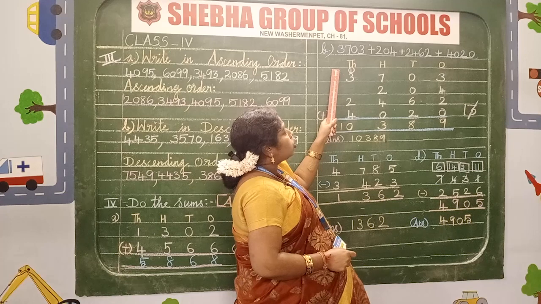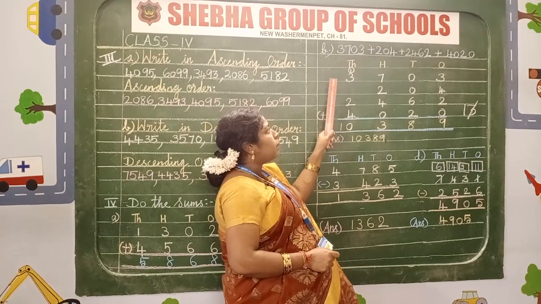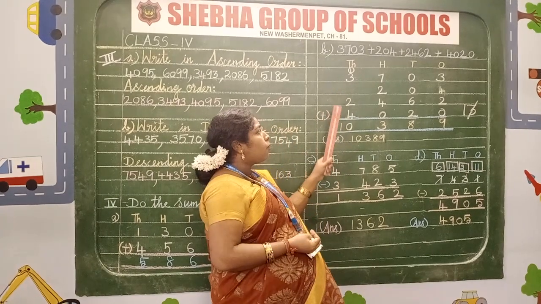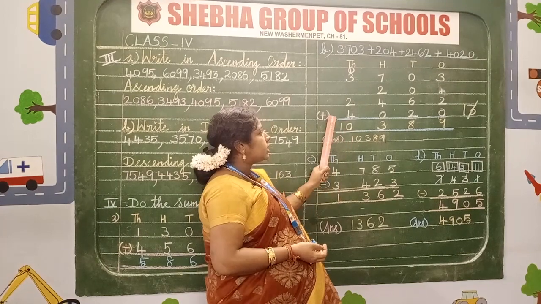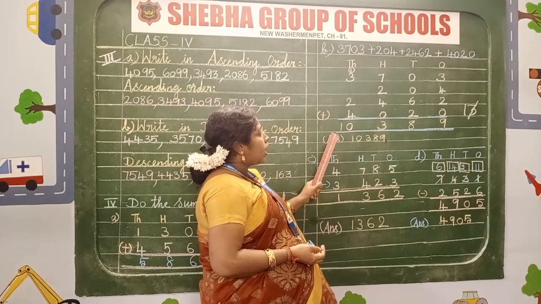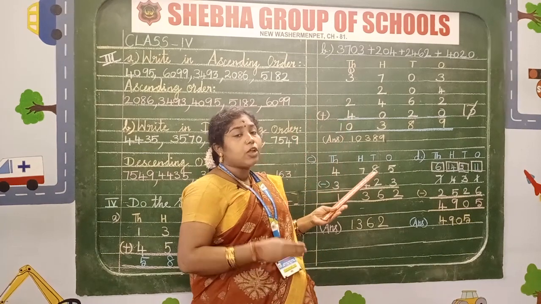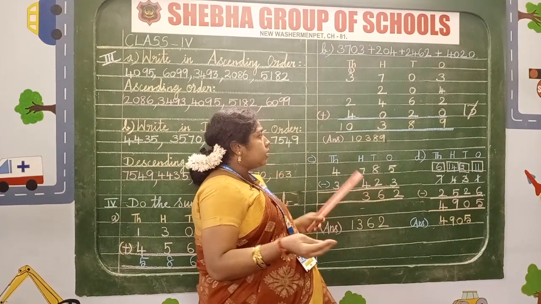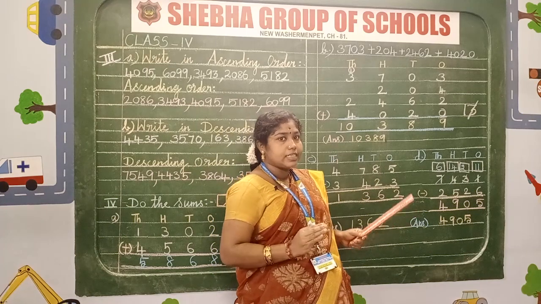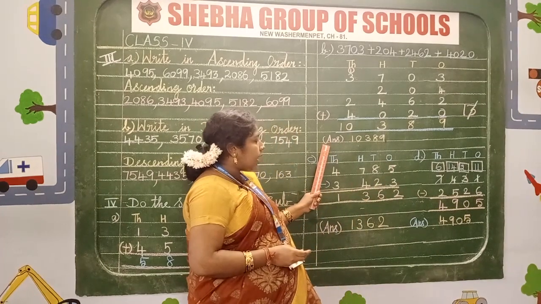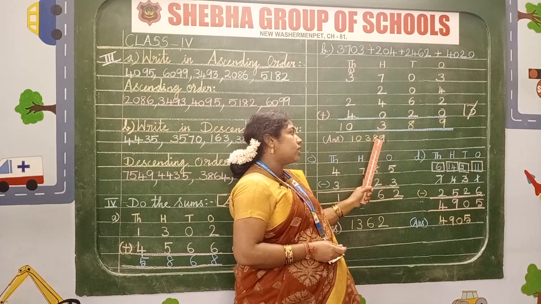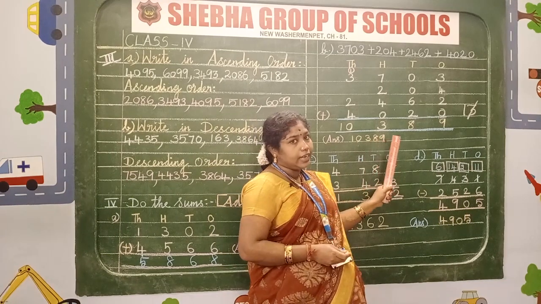Now we move on to thousands place value. 1 plus 3, 4. 4 plus 2, 6. 6 plus 4, 10. We write it as it is here. Why? We do not have a next number to carry on. Isn't it? So we have to write 10 as it is here. Now we have to write the answer here, that is 10,389.